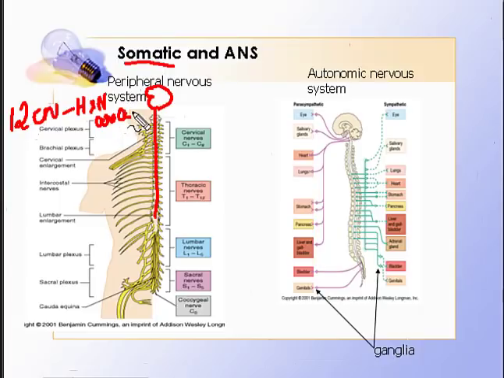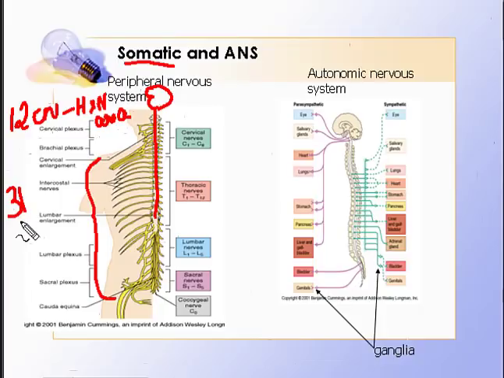The spinal cord has connections with these spinal nerves, and there are 31 pairs of spinal nerves, and these spinal nerves go to the rest of the body. The head and neck is served by the cranial nerves, and the rest of the body is served by spinal nerves. So again, I'm going to repeat this.